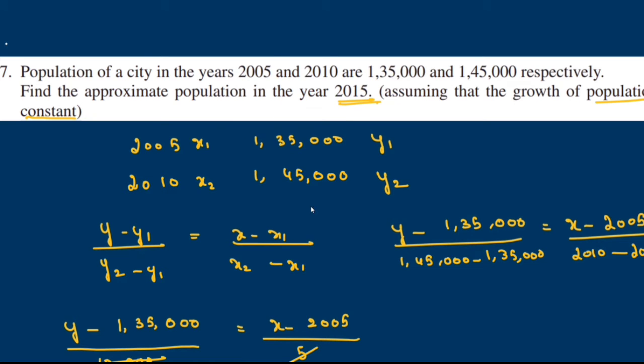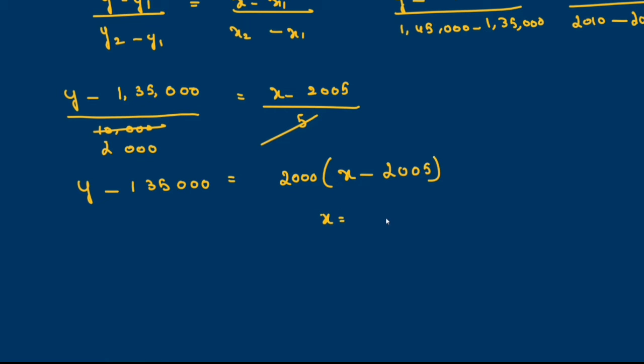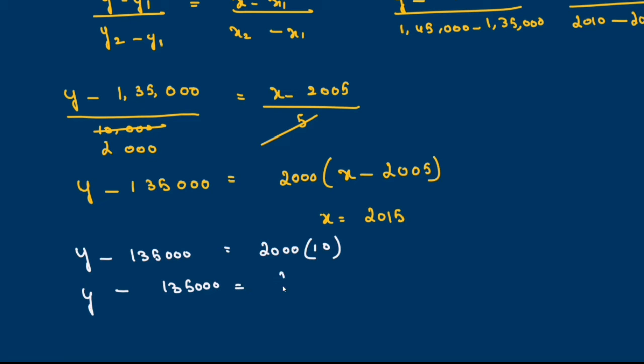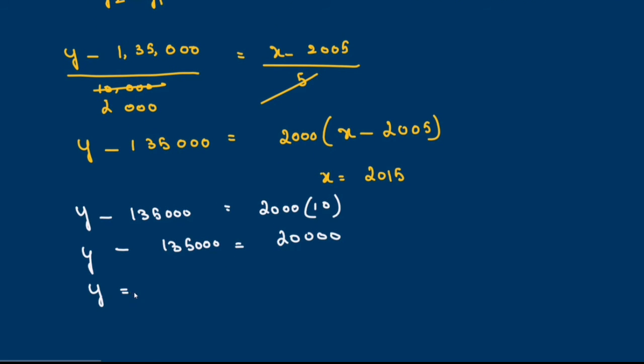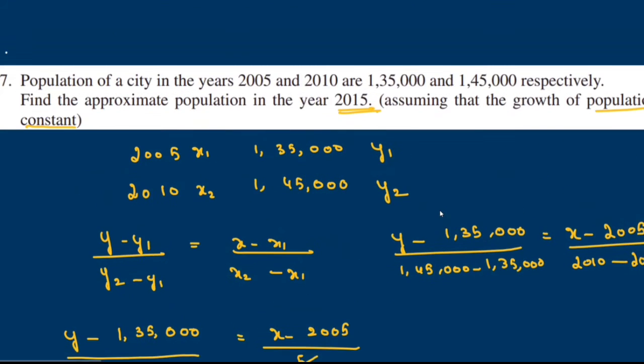So for 2015, you just substitute x is 2015. So what do you get? Y minus 1,35,000 is 2000 into x is 2015, so 2015 minus 2005 is 10. So Y minus 1,35,000 is equal to 20,000. So add this now. What is Y equal to? So it is 1,55,000, the population for the year 2015.